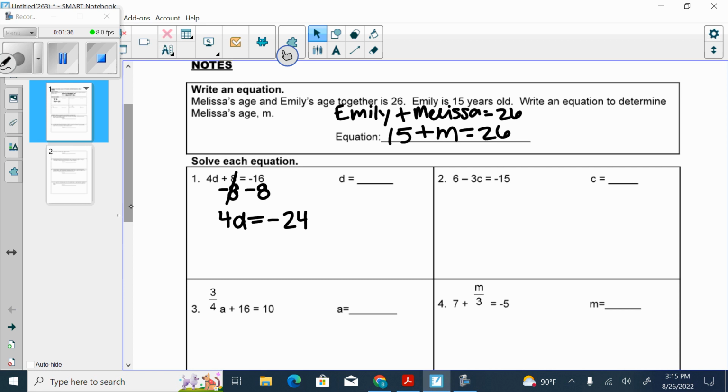Okay, and then what would our next step be? To divide. Good. And what do you get when you divide negative 24 by 4? Negative 6. Very good. So my answer here, negative 6. Okay. All right, number 2. What do I want to do first to solve for C on number 2?